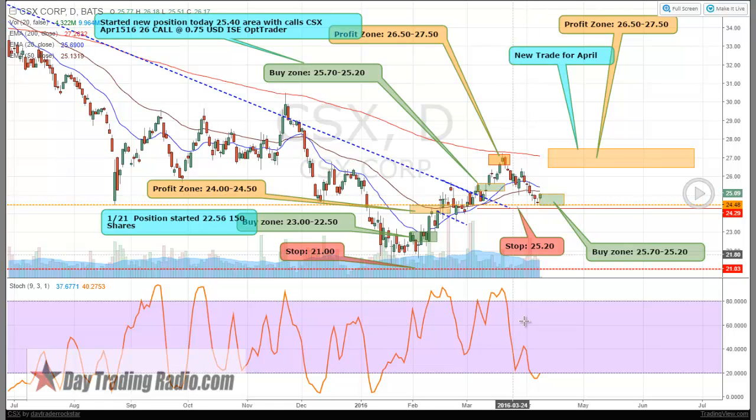So we had a nice pullback. We waited for this to rotate all the way back into an oversold level. We came down to some really great support lines. See this little orange line right here? It came right across. So we had a support line. We had a stochastic setup.